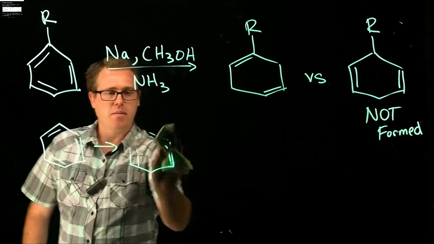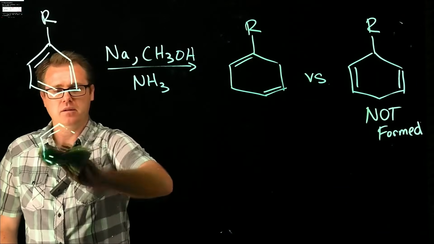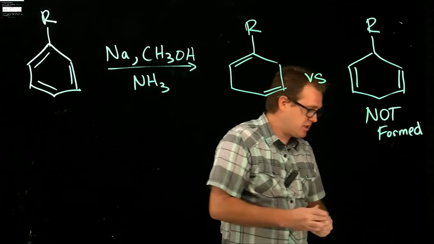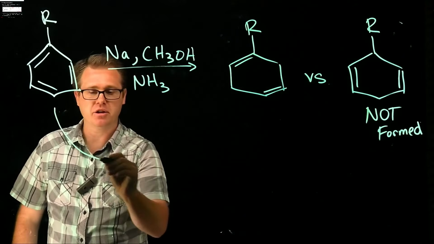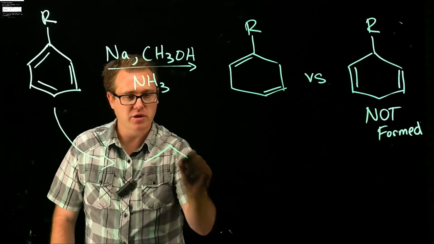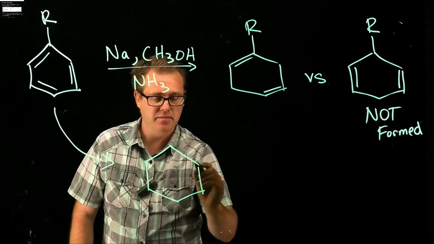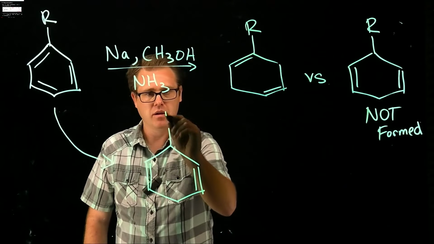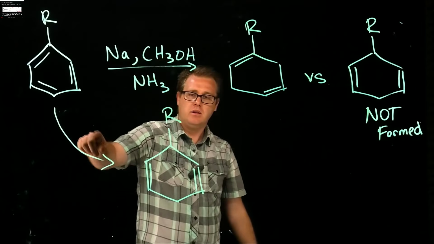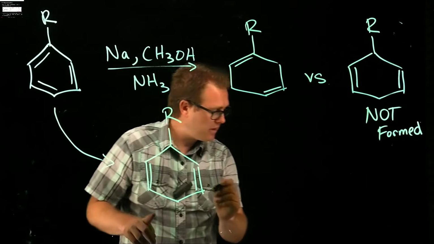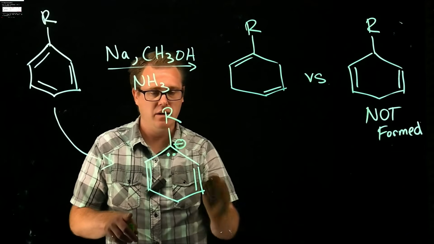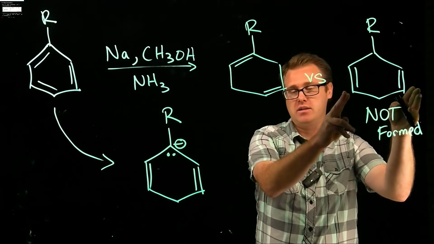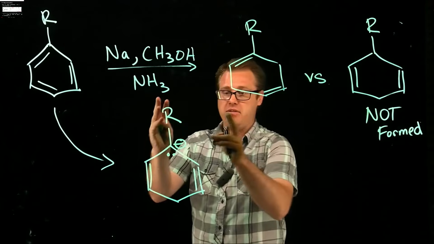So the reason why this is the major product has to do with the mechanism, and I'm not going to show you the whole mechanism, but there's going to be an intermediate. Okay. So what I'm drawing here, make sure I get this right, in order for us to get this as the major product, we would have to have this intermediate.